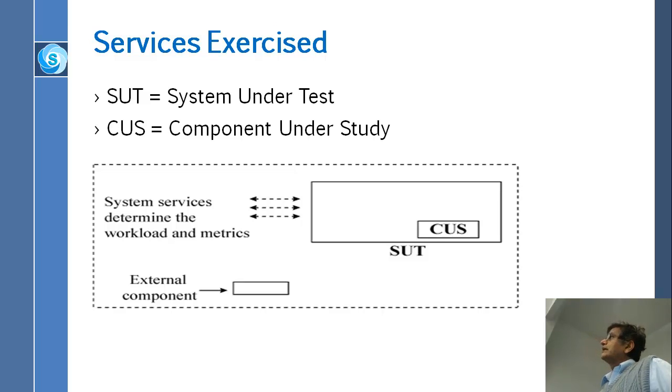So first of all, now we have to worry about the services exercised, and the services determine the workload and the metrics. So we already talked about the metrics. To find the right metric, what you have to do is you have to make a list of all the services. For each service, you have to make a list of all the outcomes, and then you have to write down the probability, rate, resource, time, etc. So now what do we do for the workload?